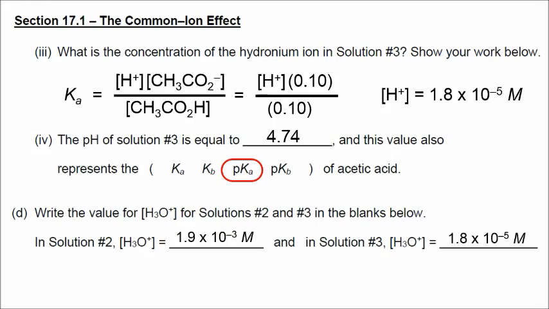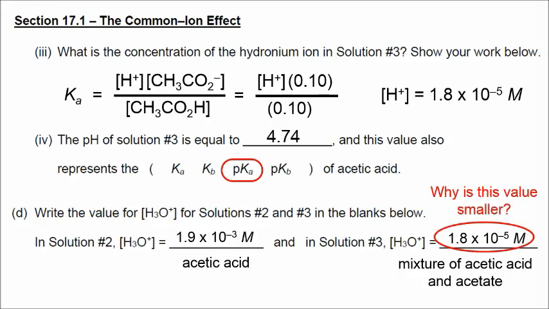So earlier, when we had a solution that just contained acetic acid, we had a concentration of 1.9 times 10 to the negative 3. And now we have a concentration of hydronium which is much less. So the real question we're looking for here is, why is this value so much smaller? Again, the title of this section is the common ion effect. So what would the presence of acetate do to the ionization of acetic acid?